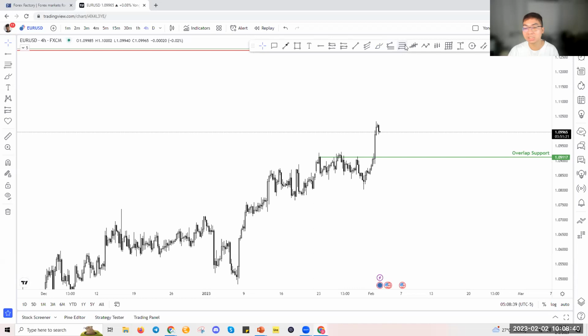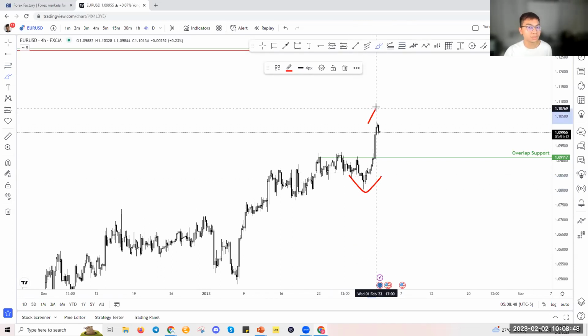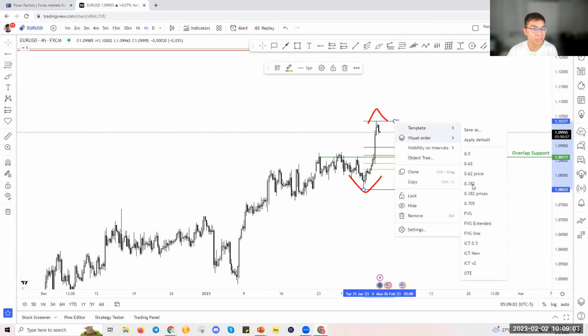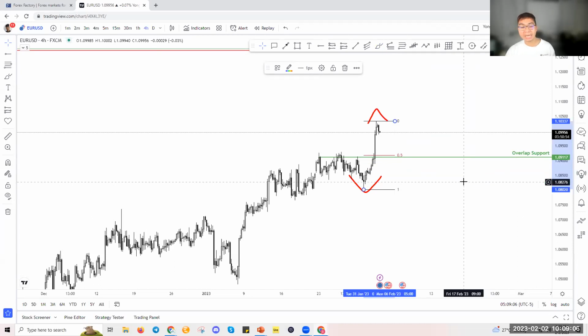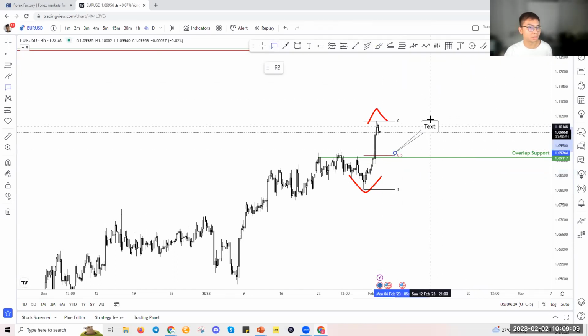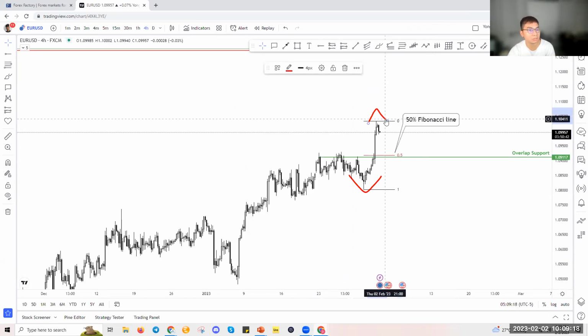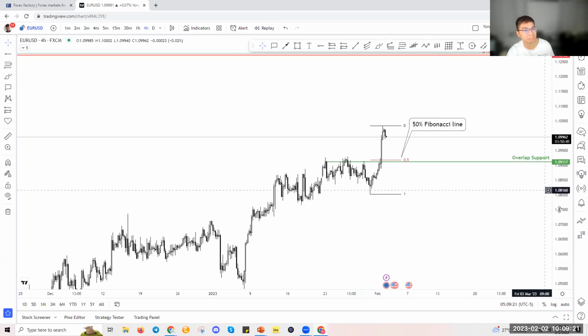Okay, if I actually draw a Fibonacci line, just adding confluence to the trade idea, I'll be drawing the Fibonacci line from the recent swing low towards the current price. So drawing it out, you actually noticed that the overlap support is actually resting right at the 50% Fibonacci line. So it's very, very nice adding confluence to our trade idea. So this is the 50% Fibonacci line. Okay, expecting price to hit there. That is the near-term price that I'm thinking.